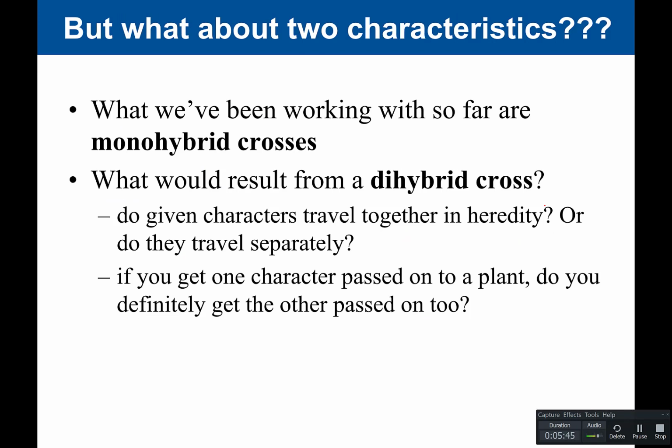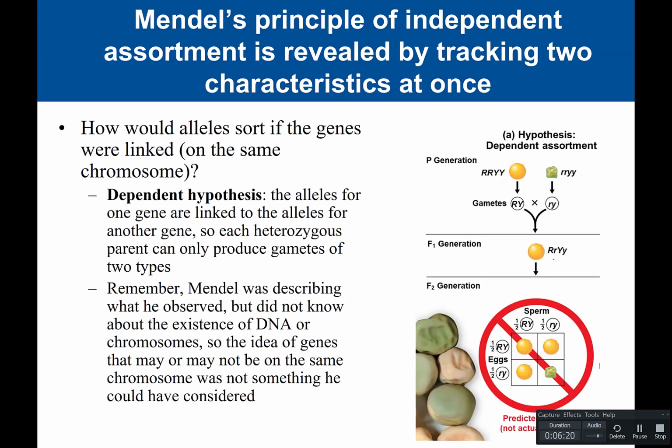But now we want to talk about what the result would be from a dihybrid cross. So if we cross two genes, the question is, do these characters travel together in heredity? Meaning, are they linked to one another, or do they travel separately? If you get one character passed on to a plant, do you definitely get the other one too? And so we're going to look at some different approaches and talk about our dihybrid crosses. So what we're looking at is what Mendel called independent assortment.